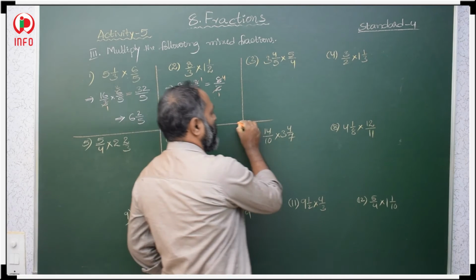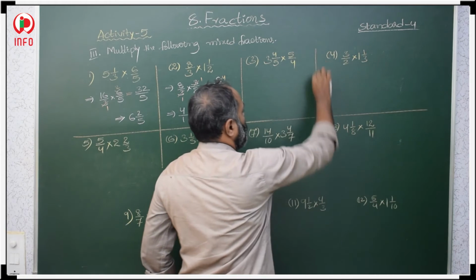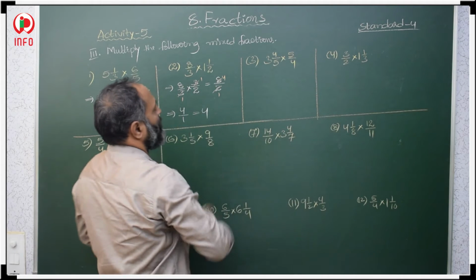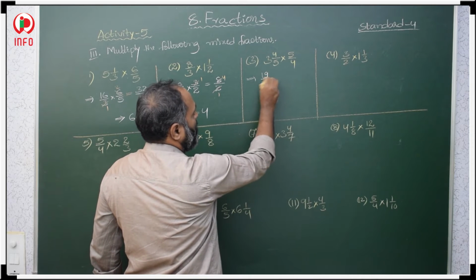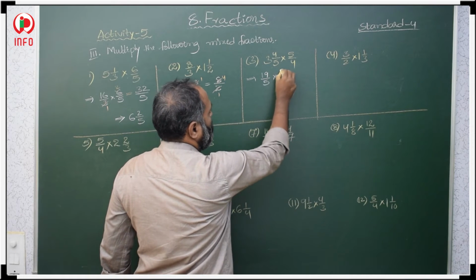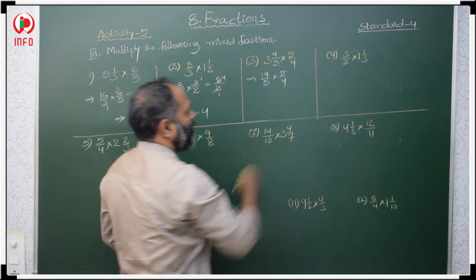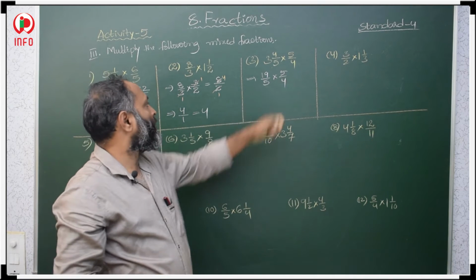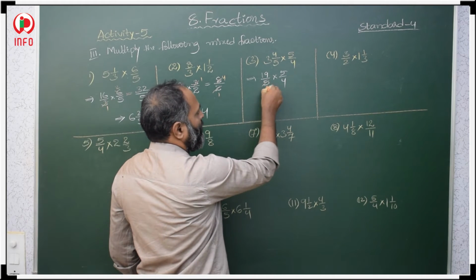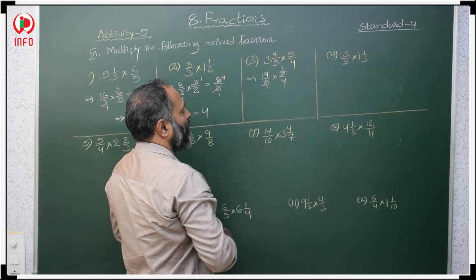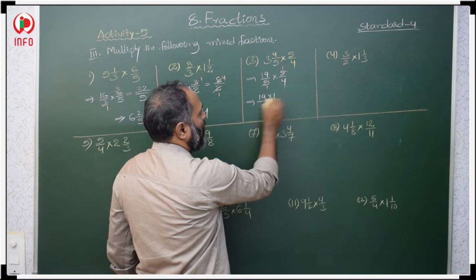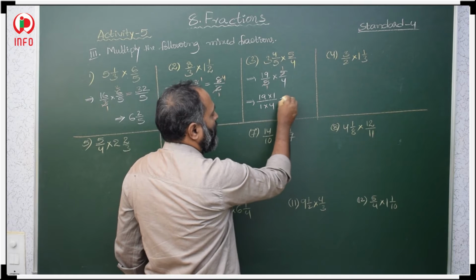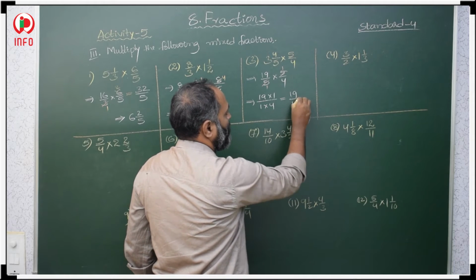Now, after that, this we have to convert into mixed fraction. 5 3s are 15, 15 plus 4 is 19, 19 by 5 into 5 by 4. So, these two have common factor 5, 5 ones are 5, 5 ones are 5. Now, multiply numerator with numerator, 19 into 1, 1 into 4, 19 ones are 19, 1 4s are 4, 19 by 4.